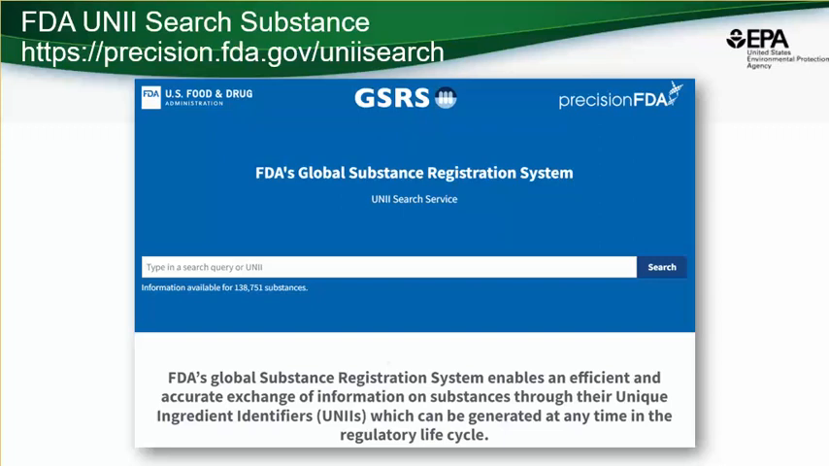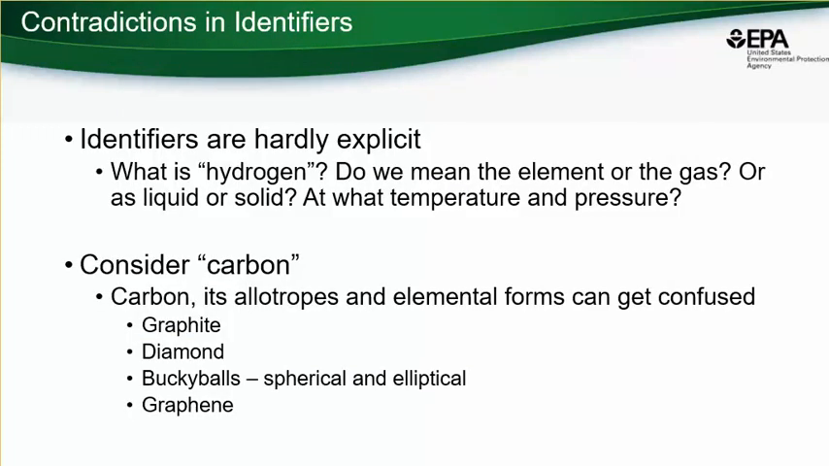There could be very significant contradictions in identifiers, even at the most simple level. So think about it. What is hydrogen? Do we mean the element or the gas? H or H2? Are we thinking about hydrogen as a liquid, a solid, or as a gas? At what temperature, at what pressure? So identifiers will get you so far, but annotation, a description of what you mean, generally has to be layered on.